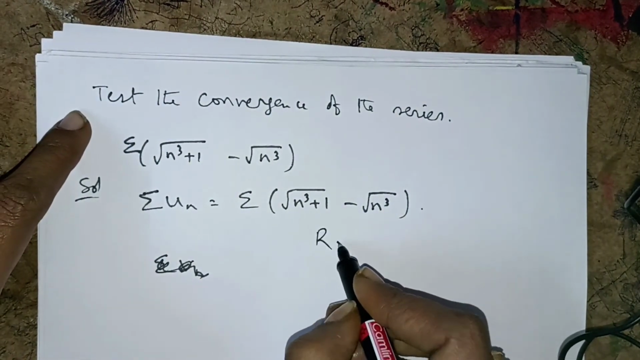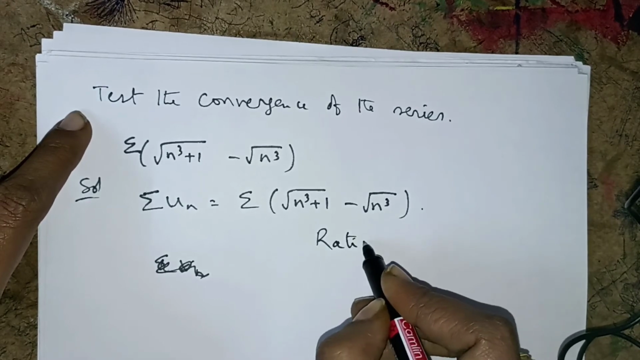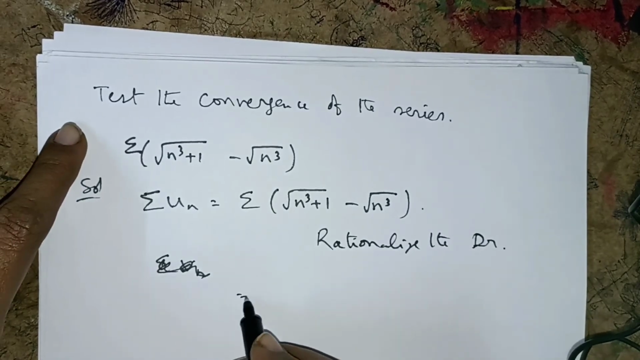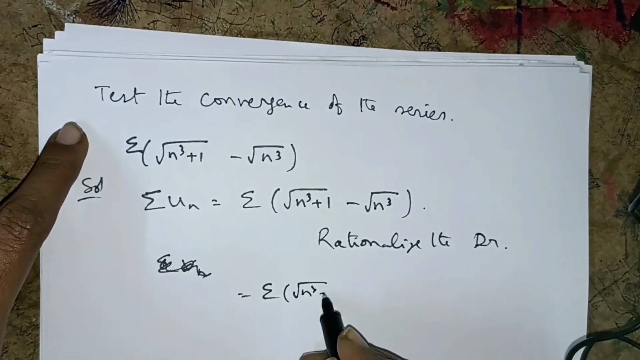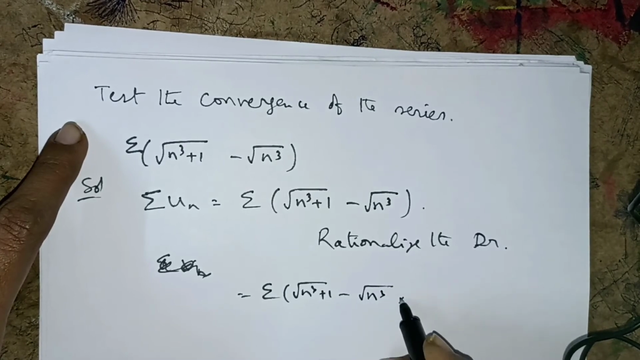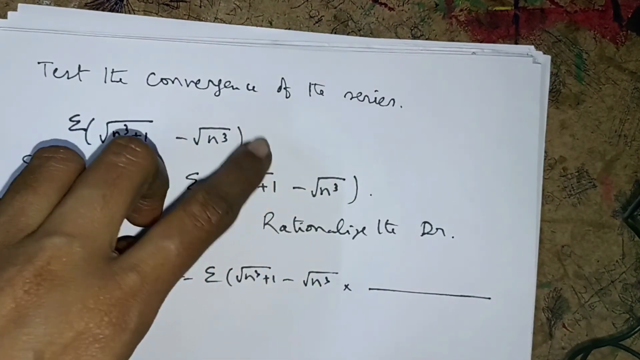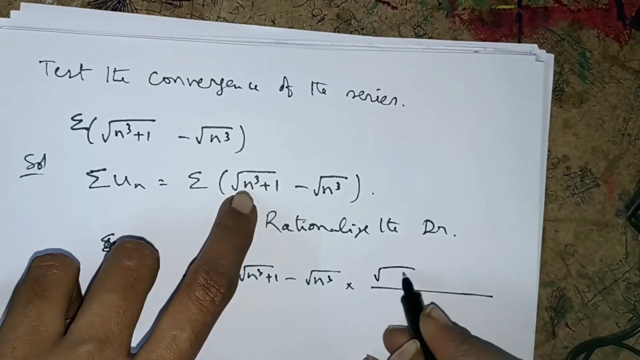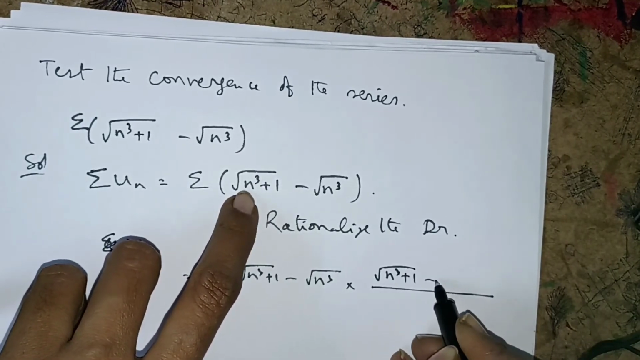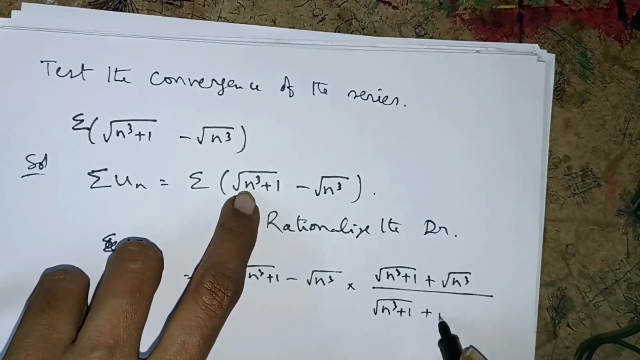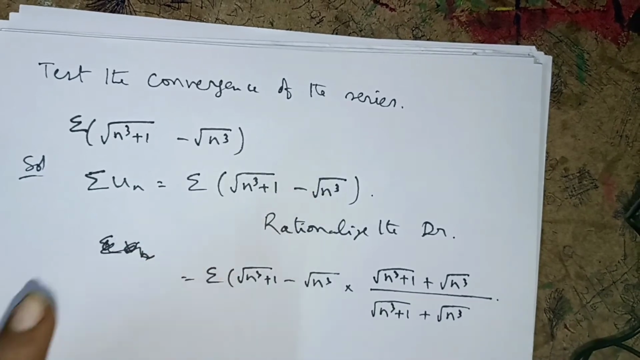What is the meaning of rationalizing the denominator? You have to multiply and divide with its conjugate. The conjugate of root of n cube plus 1 minus root of n cube is the opposite symbol: root of n cube plus 1 plus root of n cube. Multiplying and dividing with its conjugate is called rationalizing the denominator. Now this is in the form of a plus b into a minus b, which is root of n cube plus 1 whole square minus root of n cube whole square.